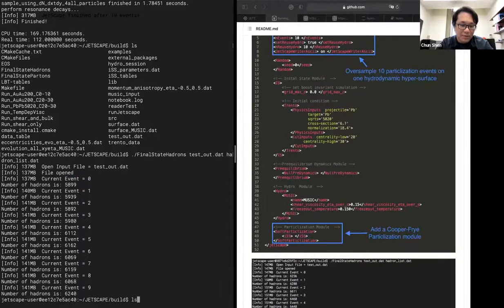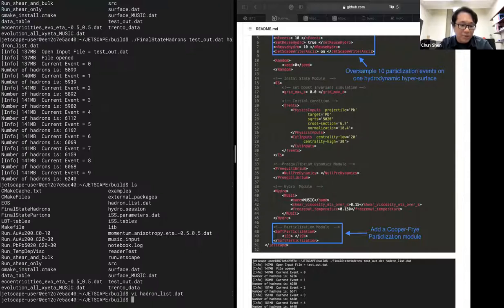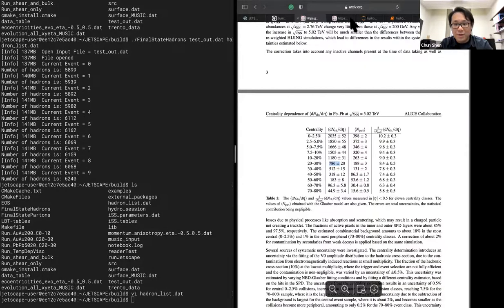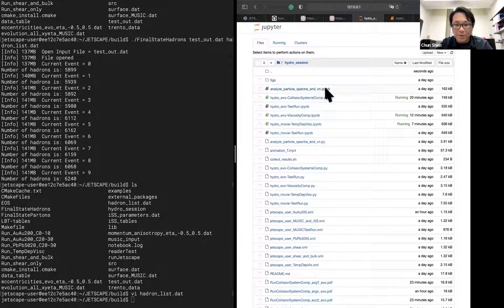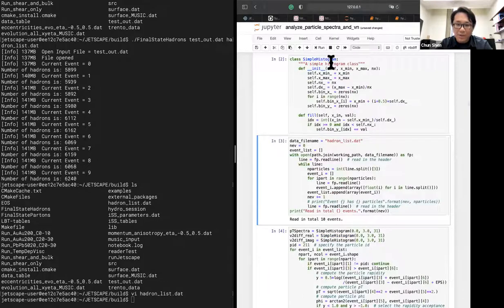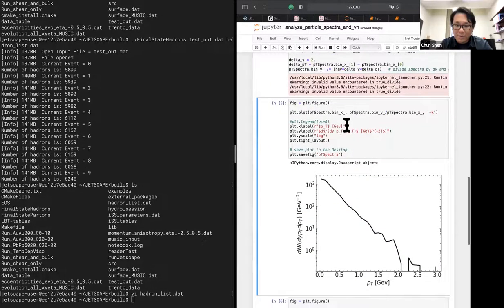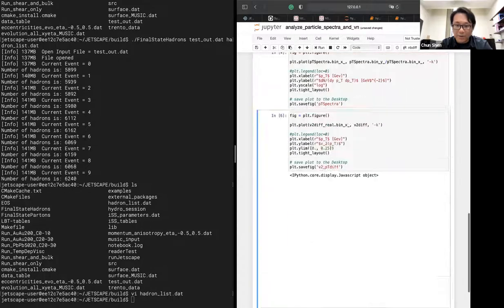Once we have this hadron list, which is basically a list of hadrons, you can see that they have their numbering, their PID, and their momentum information listed here. So we will use a script to bring it into a histogram and plot the histogram. In the Jupyter notebook, there is a notebook as well to help you read in this hadron list and generate a histogram from there. This is the analyze particle spectrum vn notebook. If we open that and run through the different cells, here I just created a simple histogram class to help you build up histograms. You can just read in these 10 events and make the spectra and the vn's.